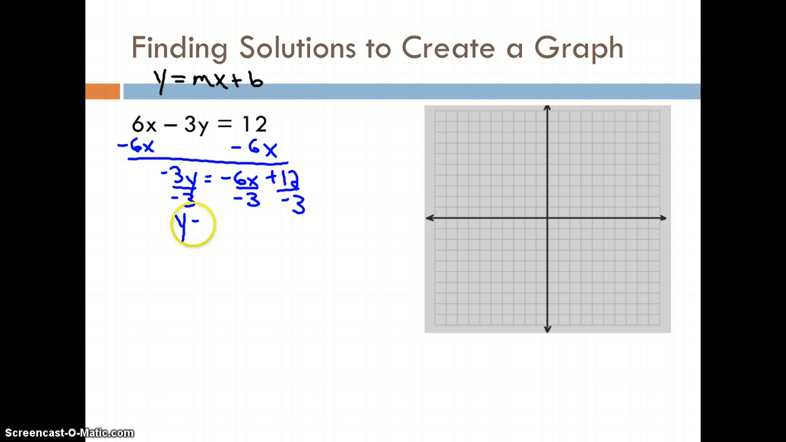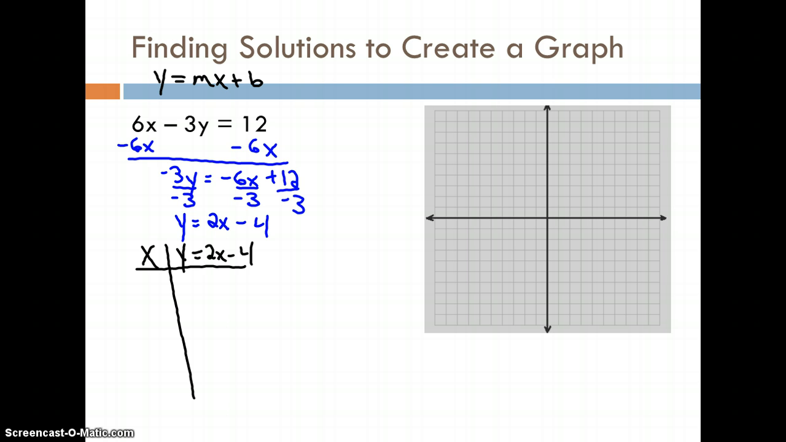I'll get y equals 2x minus 4. So now I have this in slope-intercept form, and now we'll do what's called a t-table. We have an x, and then we have a y, which is y equals 2x minus 4. So now we just pick a couple of different values of x. It doesn't matter. I'm going to suggest that for right now we do 5. We're going to do 2 negative, 0, and 2 positive.